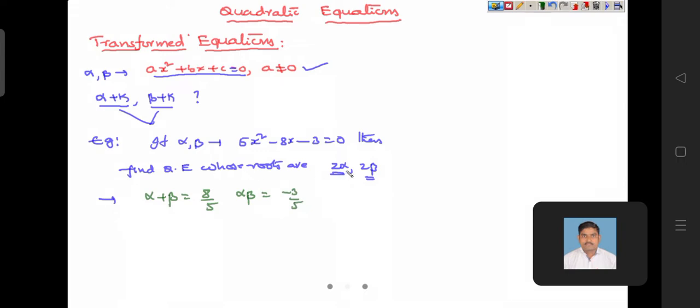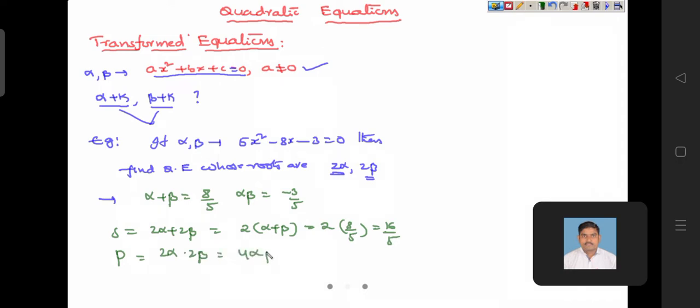But what are the required roots? 2 alpha, 2 beta. Now let us find 2 alpha + 2 beta. Sum of roots = 2 alpha + 2 beta, nothing but 2(alpha + beta) = 2 into 8/5 = 16/5. Product of the roots = 2 alpha into 2 beta = 4 alpha beta, that is 4 into (-3/5) = -12/5.